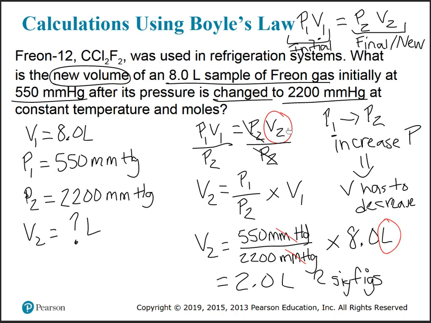You isolate V2 by dividing both sides by P2. Then you solve. You put in all of your numbers that you wrote out from the problem. And you're taking the ratio of the two different pressures and multiplying by the volume. Since we're going from a lower pressure to a higher pressure, that means that we have an increase in pressure, which means that our volume should decrease. When you do the math, that's what you see. Your new volume is 2 liters when our initial volume was 8.